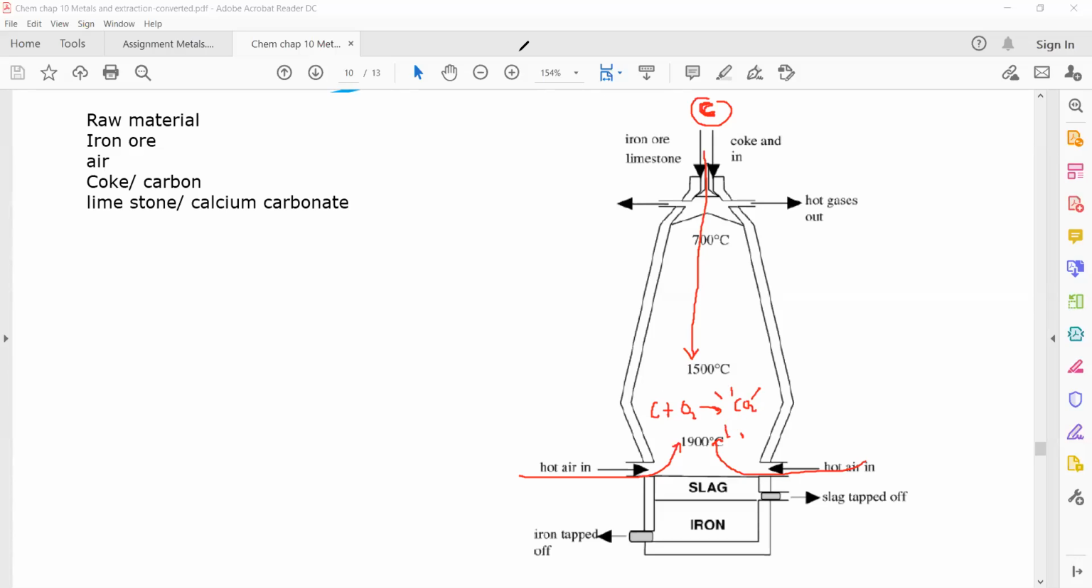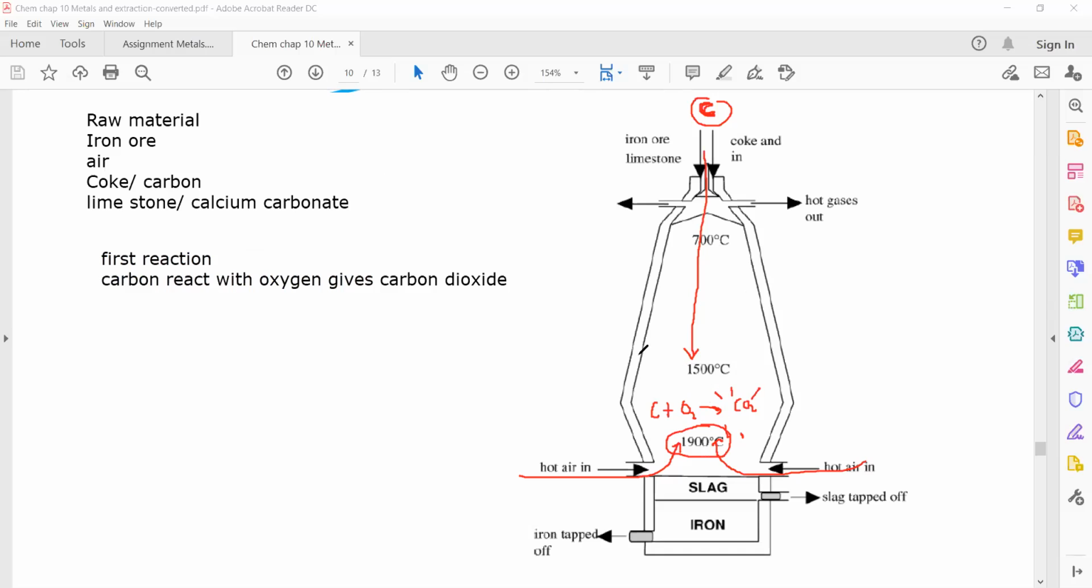The first reaction, carbon reacts with oxygen and gives carbon dioxide. And the reaction is exothermic. So as the reaction is exothermic, the temperature of the furnace increases to around 1900 degrees centigrade. Because this extraction can be done at a high temperature; at a low temperature, it will be difficult to do this extraction. Then what happened?